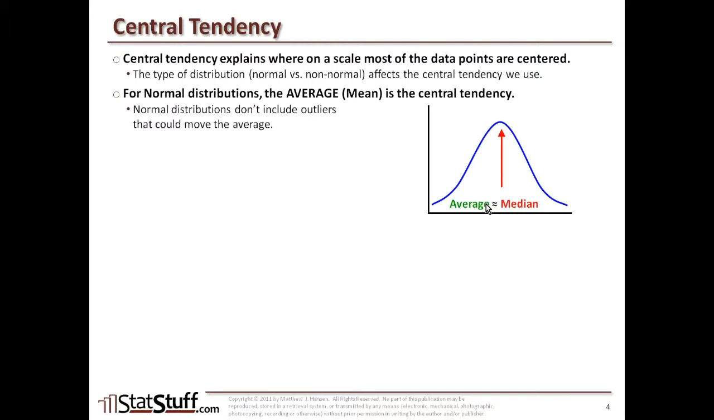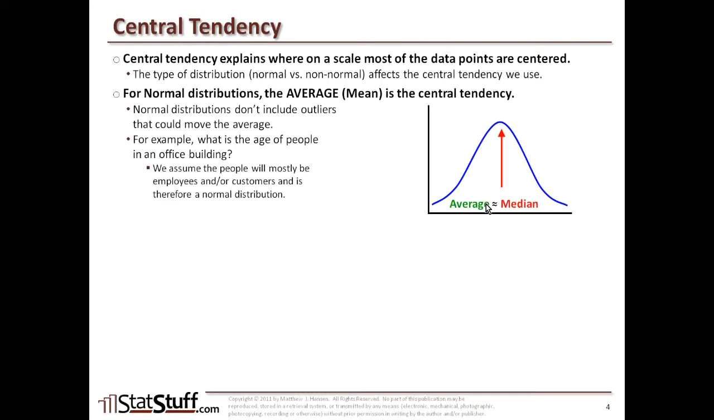So there are no outliers on either side when we have a normal distribution, so we don't have to be so concerned about the average shifting because of outliers that might wrongly influence it. So if we go to the example we had before, when we're trying to measure the age of people within an office building, we would assume we're doing that on a typical random day, randomly asking people their ages, those who are there who might be just employees or customers. And when we do that, we would expect that it might look like a normal distribution.